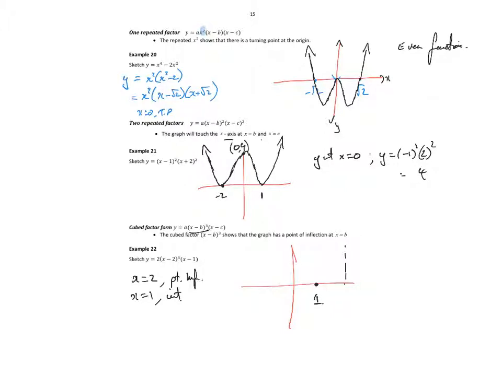So we've got a positive. If I check my y-intercept, y is equal to 2 times 0 times 2 cubed times negative 1. So it's 2 times negative 8 times negative 1, which equals 16. So my intercept is up there at 16. I come down through. I've got to come up. It's a point of inflection there.